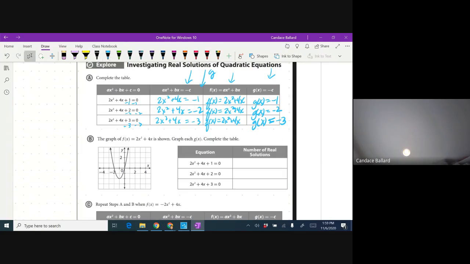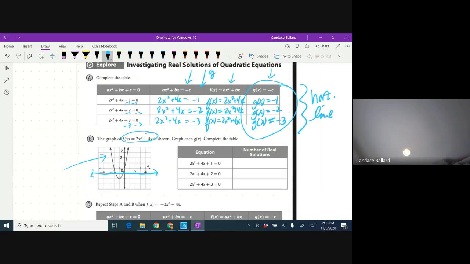All right, so in part B, now we're going to take that graph. They actually graphed it for us. They put this into their graphing calculator, and that's the picture of 2x squared plus 4x. What they want us to do is graph each one of these and tell how many solutions we have. So how many times do the two graphs cross? These should be horizontal lines. So I'm going to draw my first horizontal line at -1.